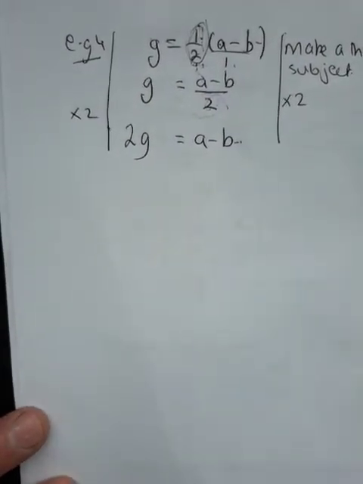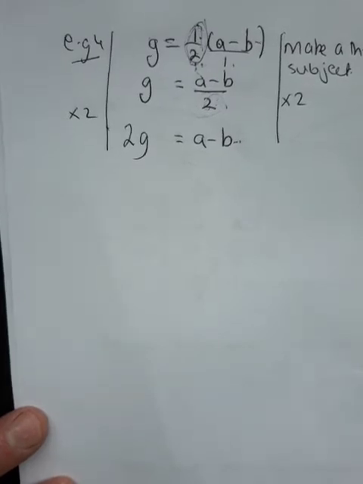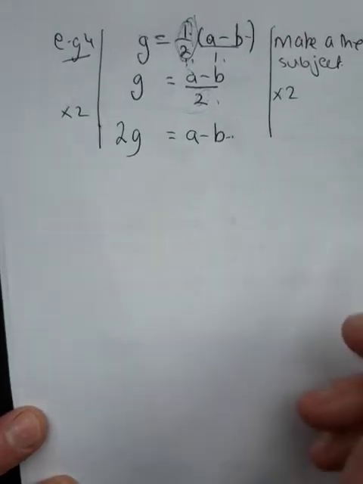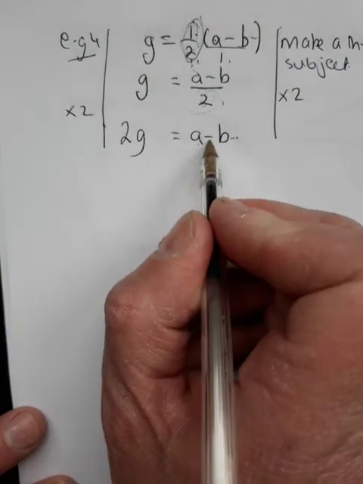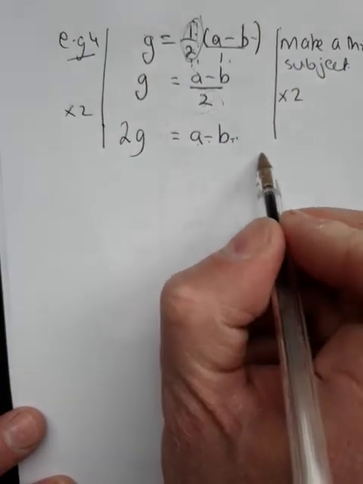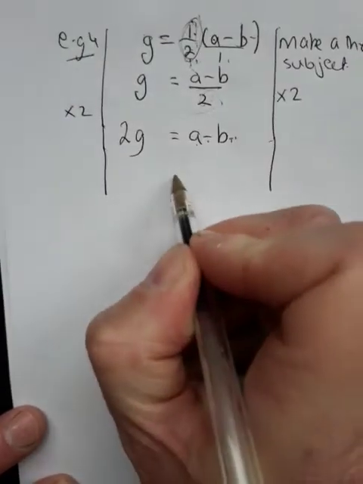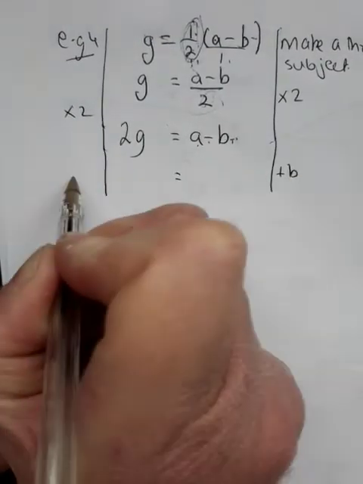We're going to do another one of these before we finish. So, what am I saying? I want to make the subject a. So what's stopping a being on its own? The minus b. So what I'm going to do to both sides, you got it, I'm going to add b to get rid of that minus b.